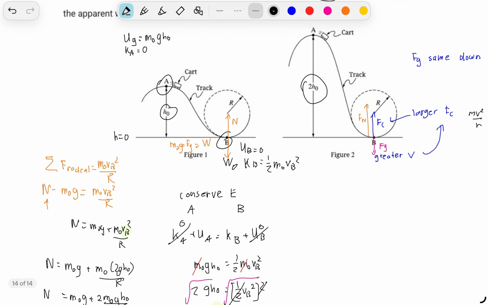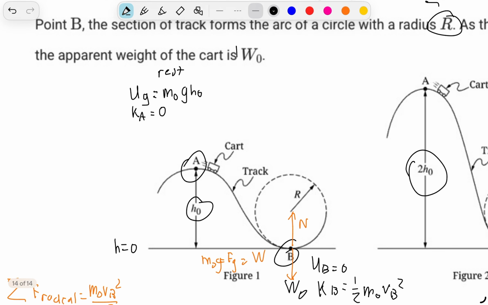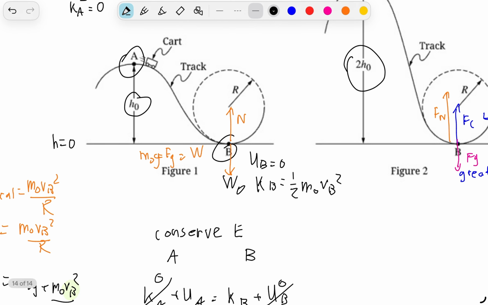Okay, so what we do here is, when you're at point A, we see that we have our UG equal to potential energy, M initial, G H initial. Kinetic energy is going to equal 0 because we are going to start from rest up here. And also apparent weight is just the same thing as normal force. So we can use conservation of energy from point A to point B as our comparison points.